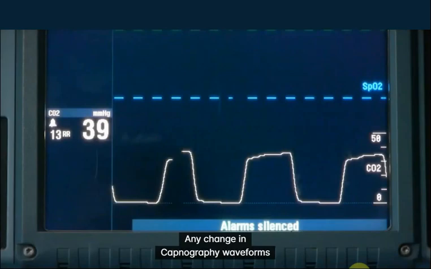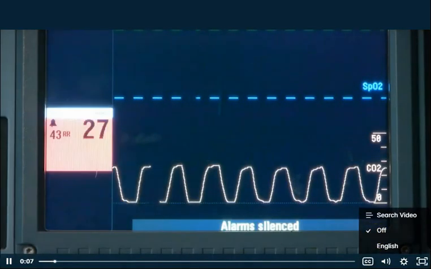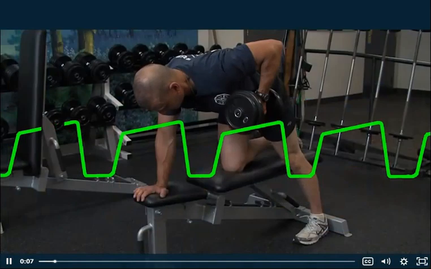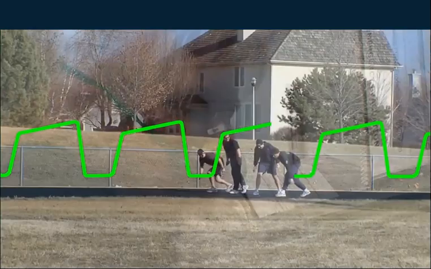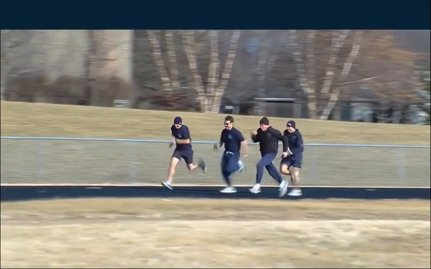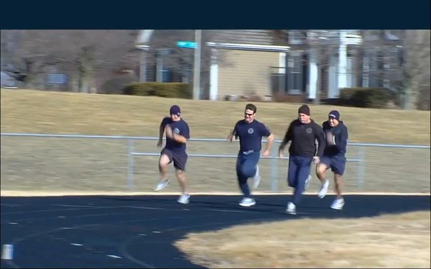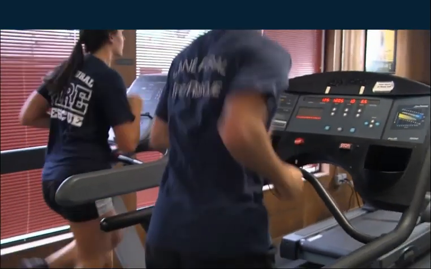Any change in capnography waveforms can be traced to one or a combination of three things: metabolism, perfusion, and ventilation. During metabolism, the body metabolizes sugar and oxygen to produce energy. A byproduct of this process is carbon dioxide, or CO2. As metabolism rates increase or decrease, so does carbon dioxide production.